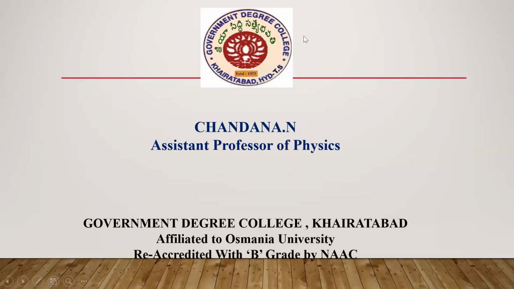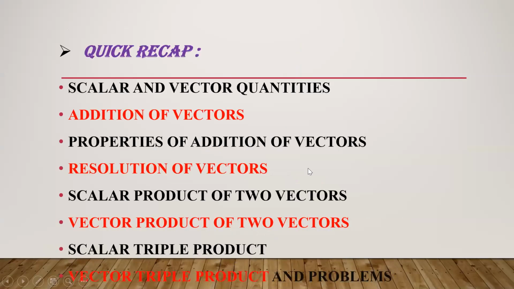Let us have a quick recap on our previous 2 classes on vector analysis, which is your first unit of mechanics. We have learned what are scalar and vector quantities, the addition of vectors and the properties of addition of vectors. Then we learned the resolution of vectors, the scalar product of two vectors, and the vector product, that is dot product and cross product of two vectors, and then triple products of scalar and vector. And then we went through some problems regarding all these concepts we have learned in the previous 2 classes.